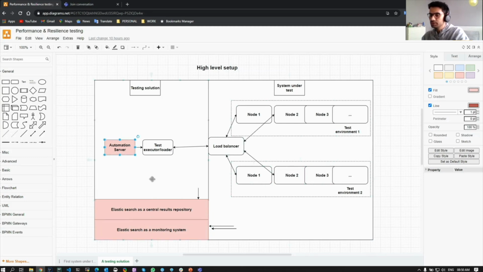We did not have any automation server. This is actually still in progress, where we automatically run this test by spinning up the test executor.